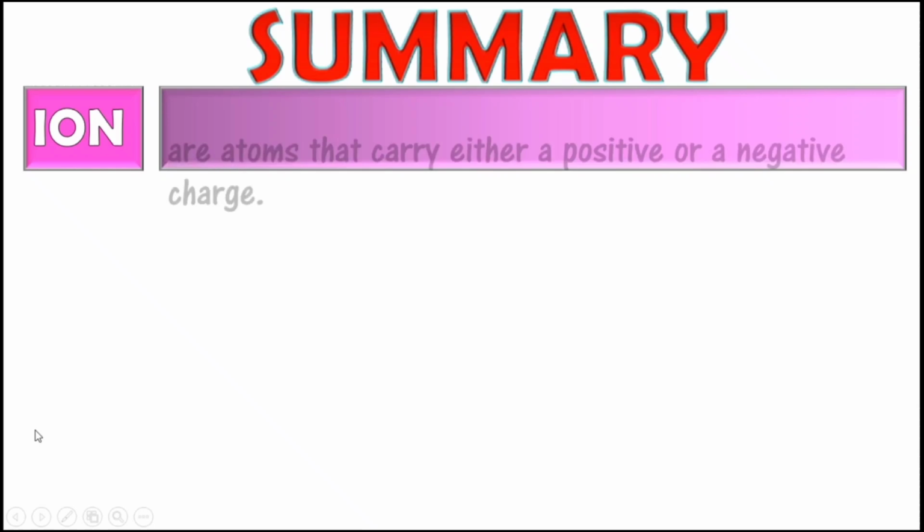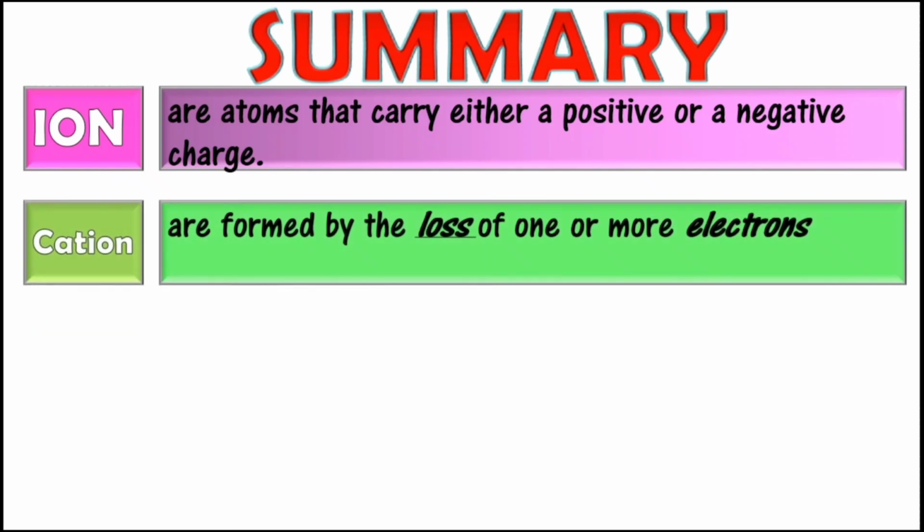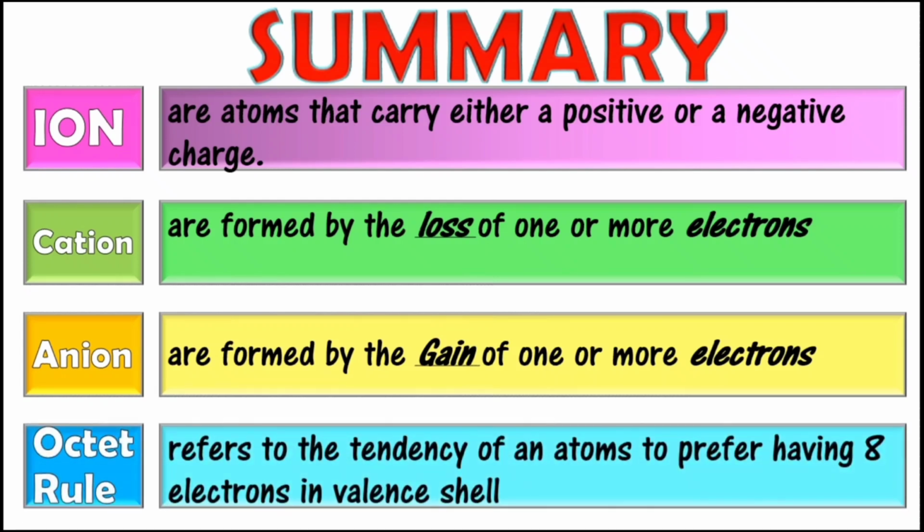Let's have a recap of some important terms. Ions are atoms that carry either a positive or a negative charge. Cations are formed by the loss of one or more electrons. Anions are formed by the gain of one or more electrons. An octet rule refers to the tendency of an atom to have 8 valence electrons in its valence shell.